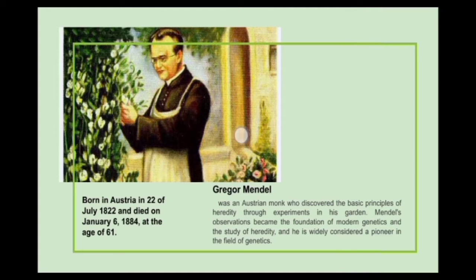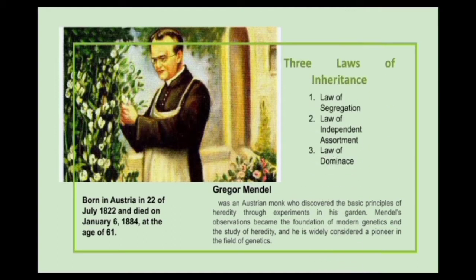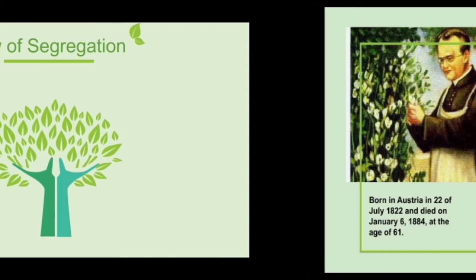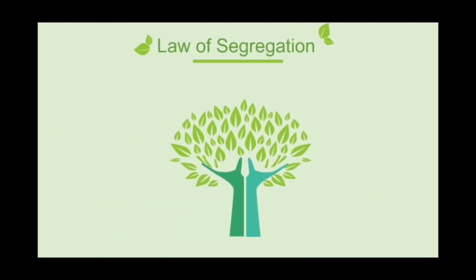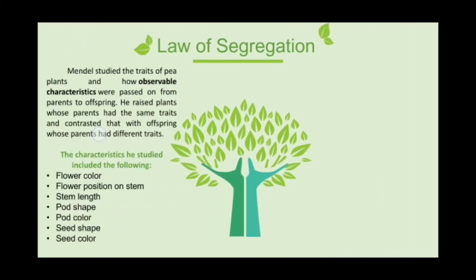And from here, he produced the 3 laws of inheritance. First is the law of segregation, second is the law of independent assortment, and the last is the law of dominance. Mendel's first law is the law of segregation.